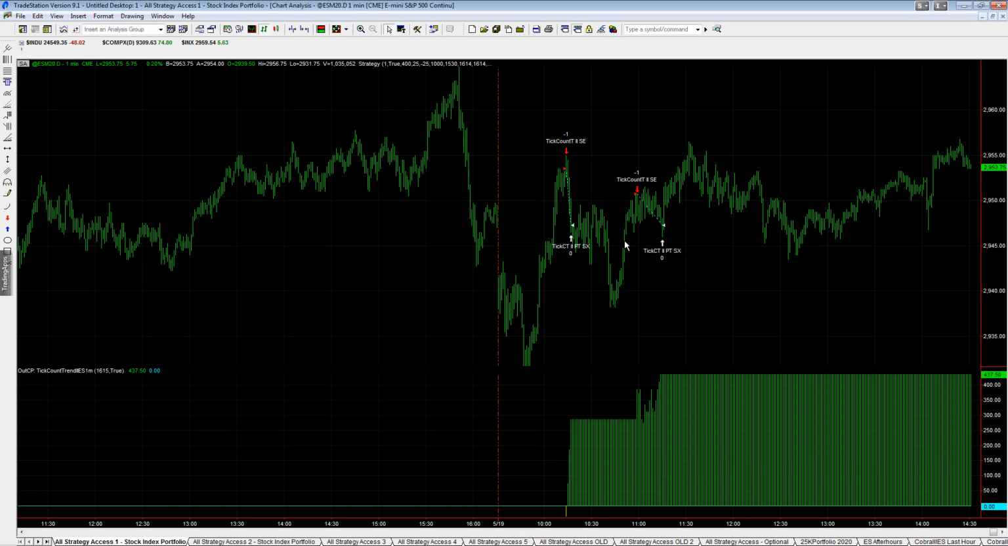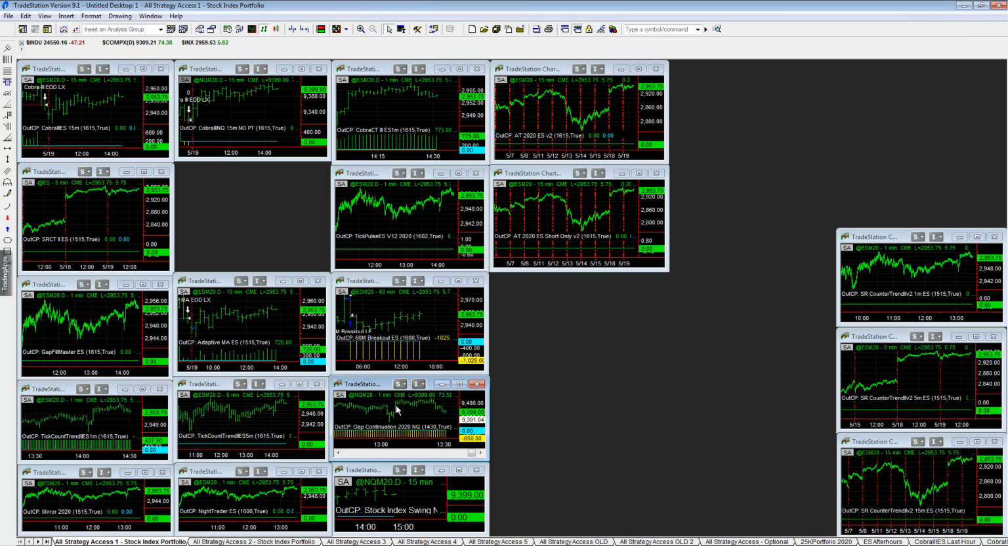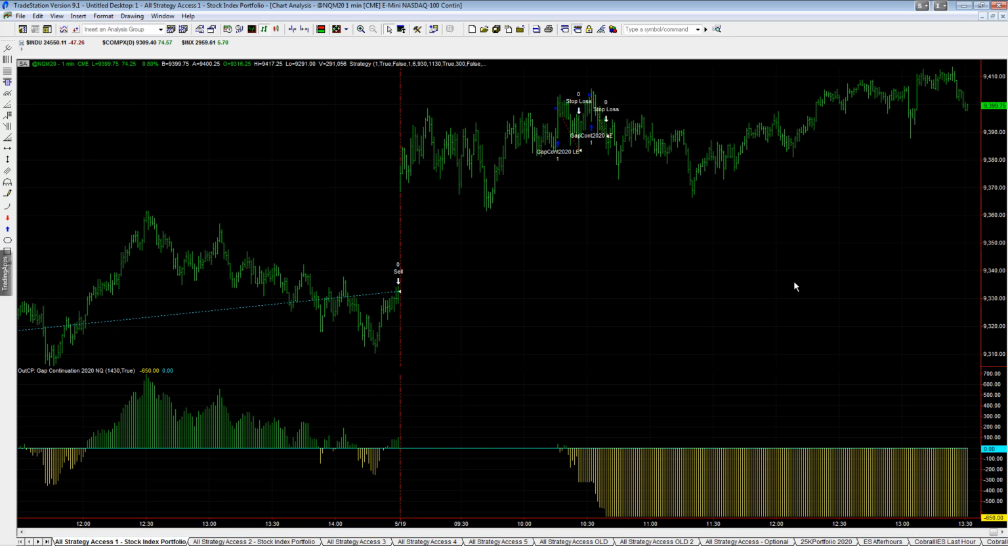Tick count trend, two winning trades so far, plus 437.50. Taking the short trade there. Gap continuation lost on this, minus 650, two losing trades here.